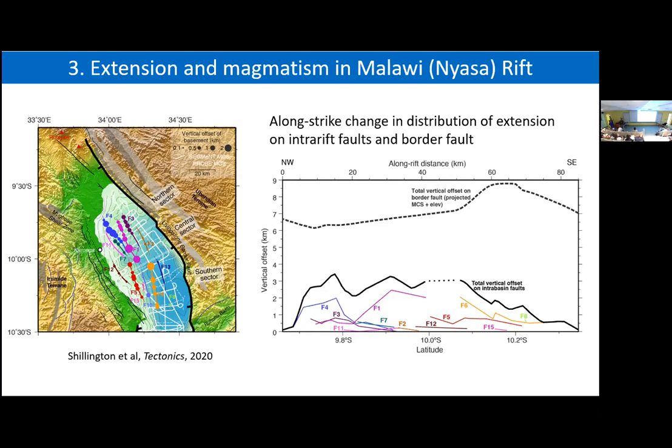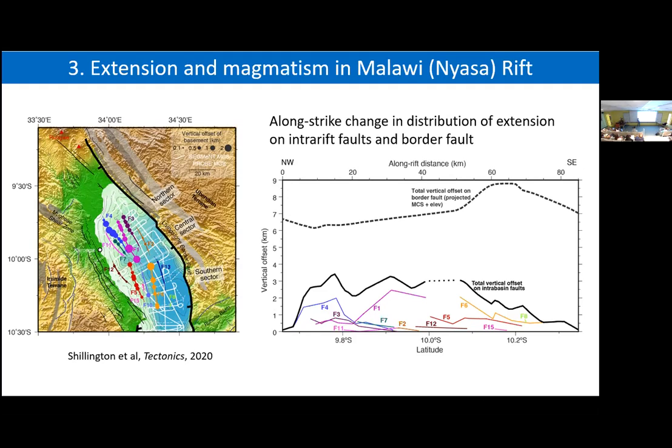Hey, thank you. All right, and so yeah, what I wanted to point out was that here, these color lines are intra-rift faults in this basin. And the panel on the right is showing, along this rift, changes in the distribution of extension between the inner rift faults and the border faults. So the dark black line is showing a vertical offset on this border fault, a combination of the elevation and the lake thickness. And you can see it's highest in this southern part.